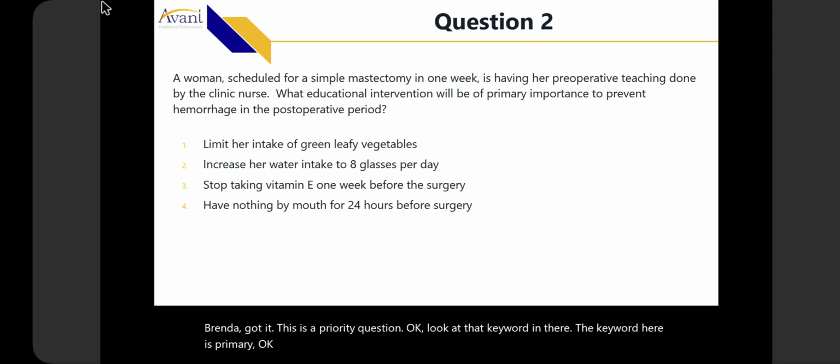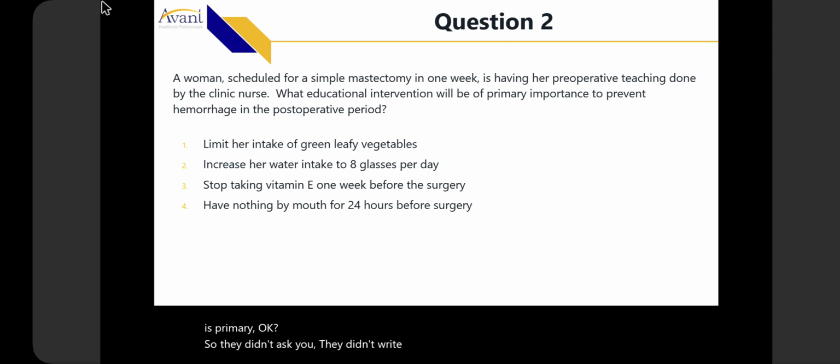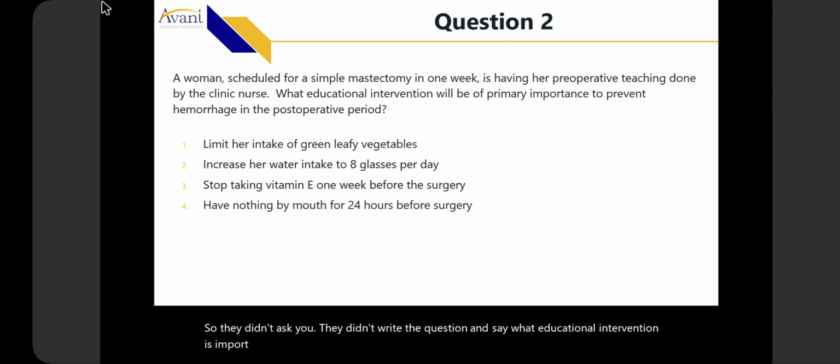Okay. So they didn't write the question and say, what educational intervention is important to prevent hemorrhage? They asked you what educational intervention will be of primary importance, okay? So what does that mean? That means this is a priority question, okay?